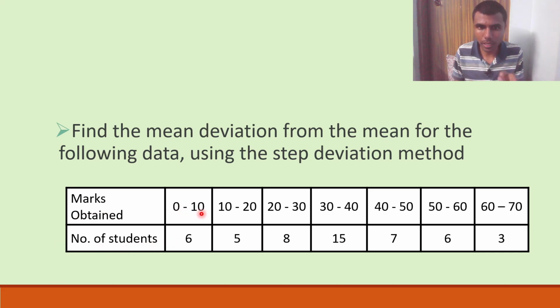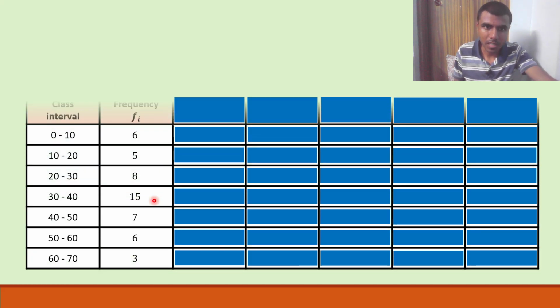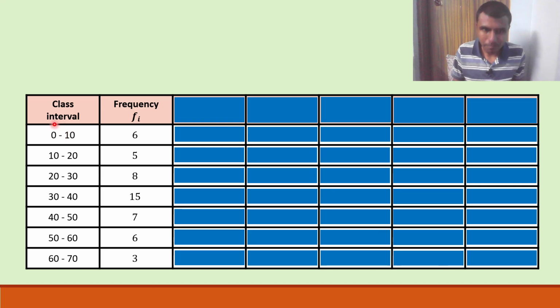That means between 0 to 10, 6 students got marks, and between 10 to 20, 5 students got marks, something like that. So this is my frequency. This is what the question tells. If I were to make a table out of this, I just wrote the given data: class interval and frequency, the given table, written vertically.